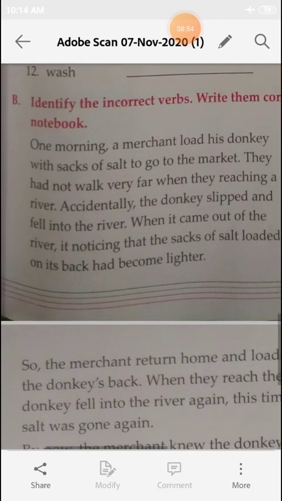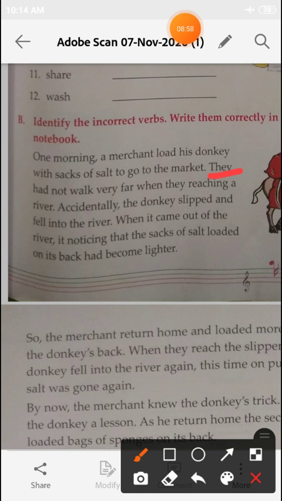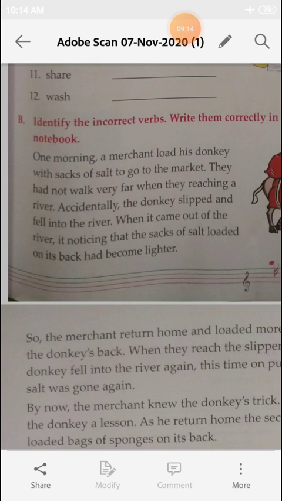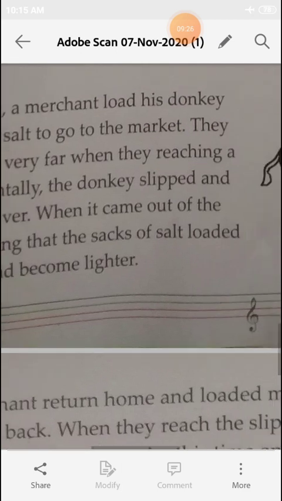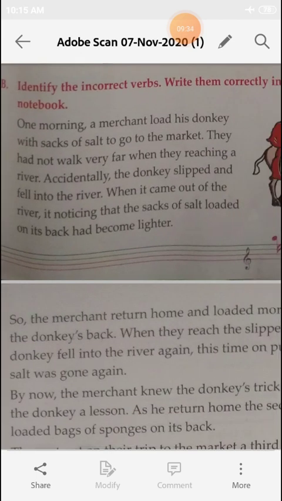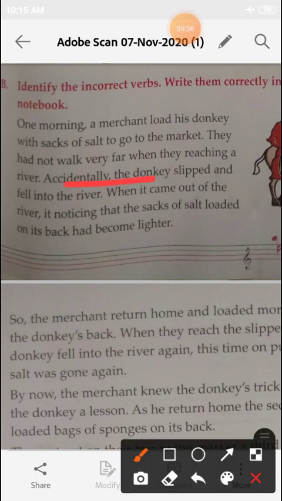They had not walked very far when they reached a river. Students, we write here walked, and we write here reached, R-E-A-C-H-E-D. The verb reaching is not correct, so we write reached. At the river, accidentally the donkey spilled and fell. Fail is not the correct verb. We write here failed.